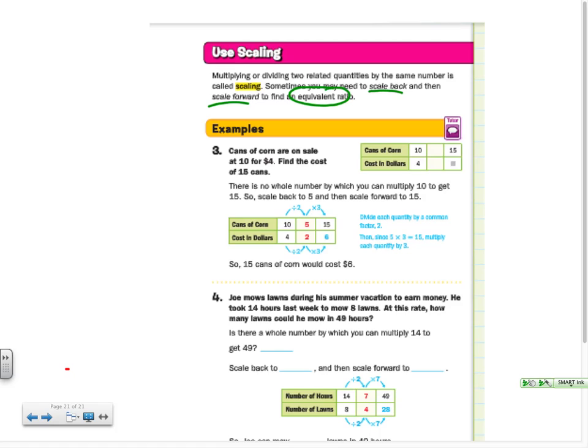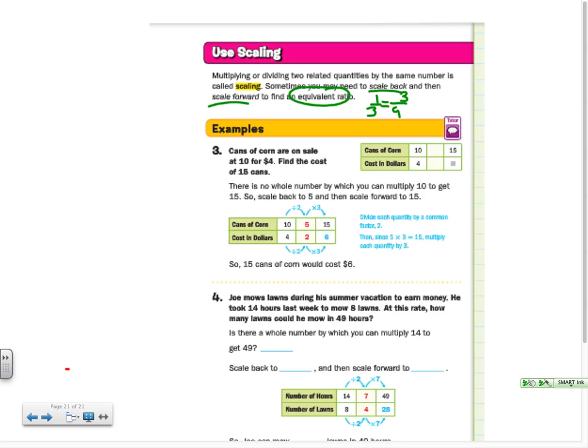Remember, equivalent ratios: 1 to 3 is equivalent to 3 to 9. And how do we get that? We multiplied the 1 by 3 and we multiplied the 3 by 3. Okay, so let's take a look at these tables.